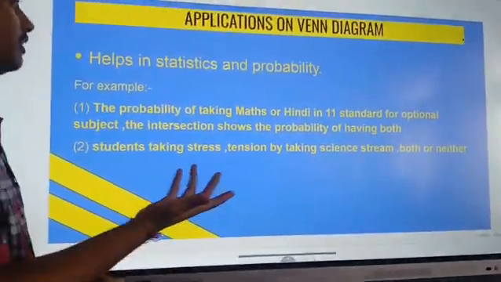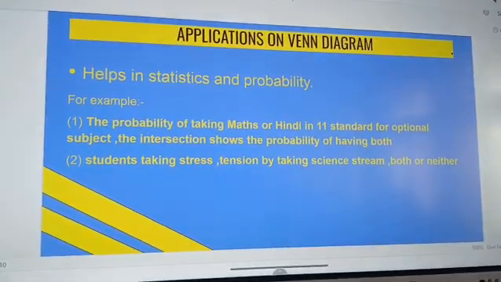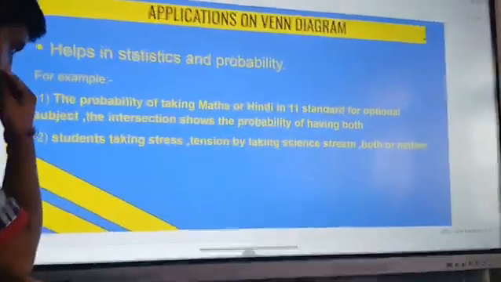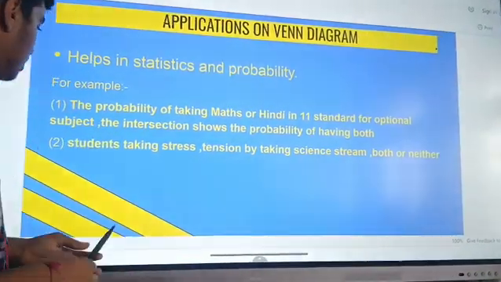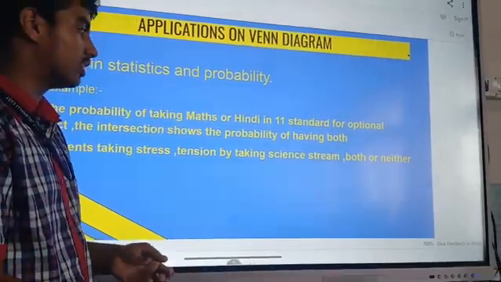Applications of Venn diagram. It helps in statistics and probability. For example, the probability of taking maths or Hindi in 11th standard as an optional subject. The intersection shows the probability of having both. Another is students taking stress or tension by taking the science stream, both or either.